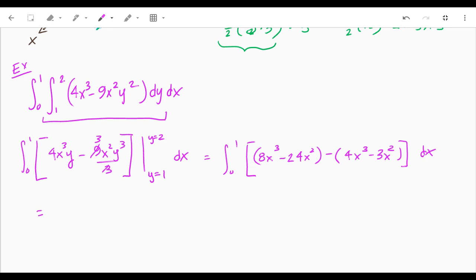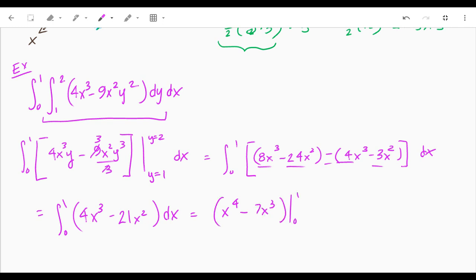I'll simplify it first. Combine my like terms. 8x cubed minus 4x cubed, so I got 4x cubed. Negative 24x squared plus 3x squared, so minus 21x squared dx. And we got that, right? So we're going to have x to the 4th minus 7x cubed, evaluated from 0 to 1. So I'll have 1 minus 7 minus 0 minus 0. So negative 6 for an answer there. Okay.